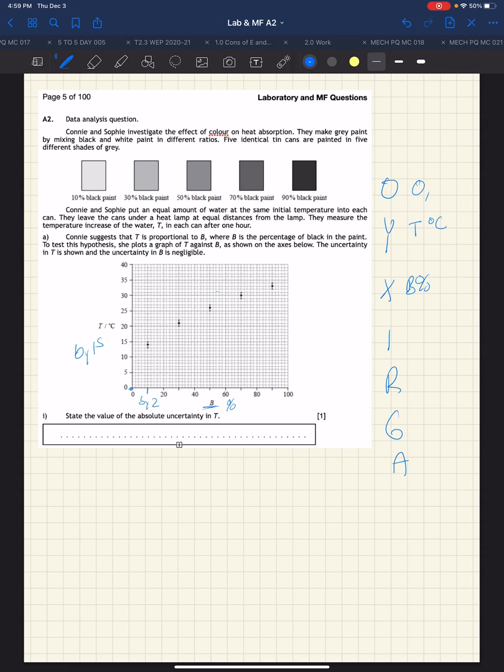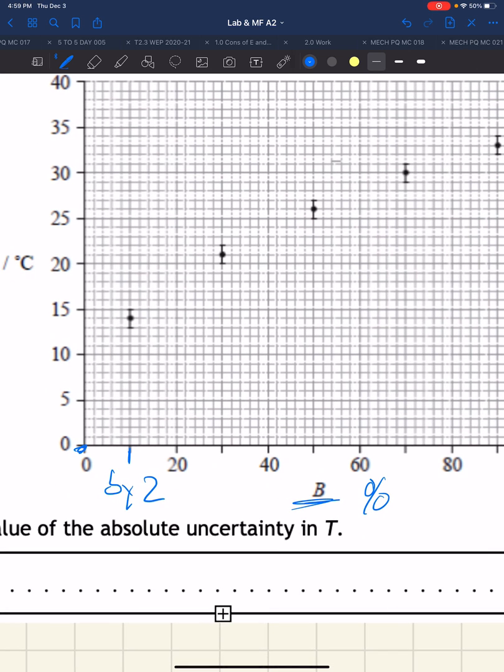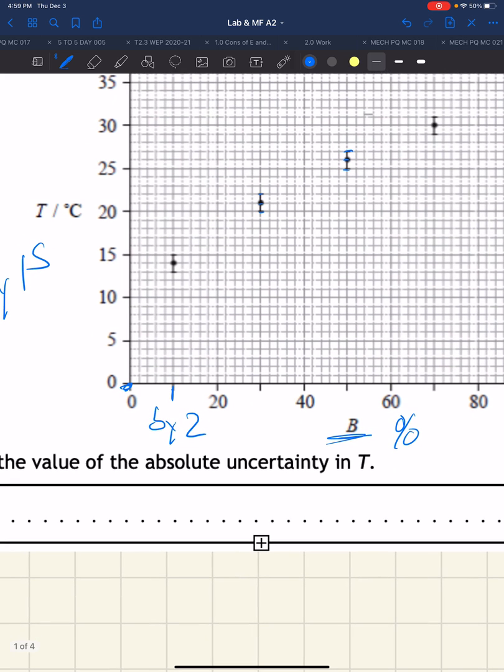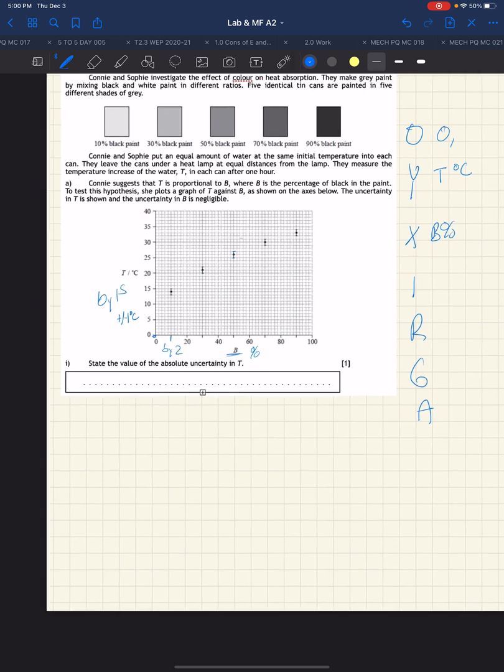And we notice now we have some error bars. It tells us that the uncertainty in the B is so small you can't detect it. But in the temperature, we can see it's plus, and we look at more than 1 point, we can see that it's plus or minus 1. So we'll write that down right off the bat, plus or minus 1 degree Celsius. All right, so that's our x-axis.